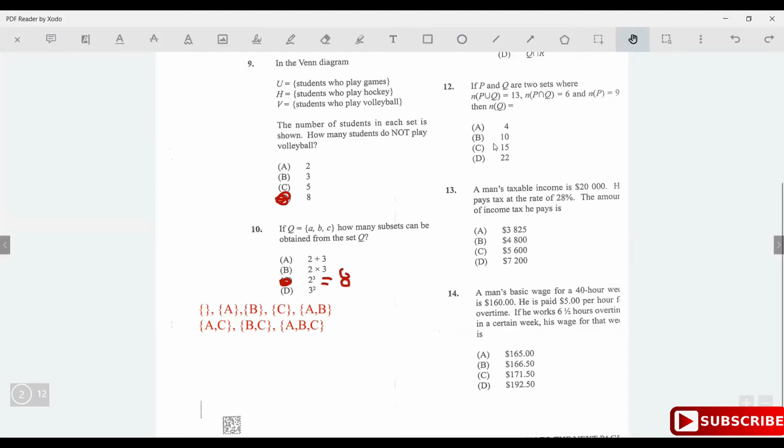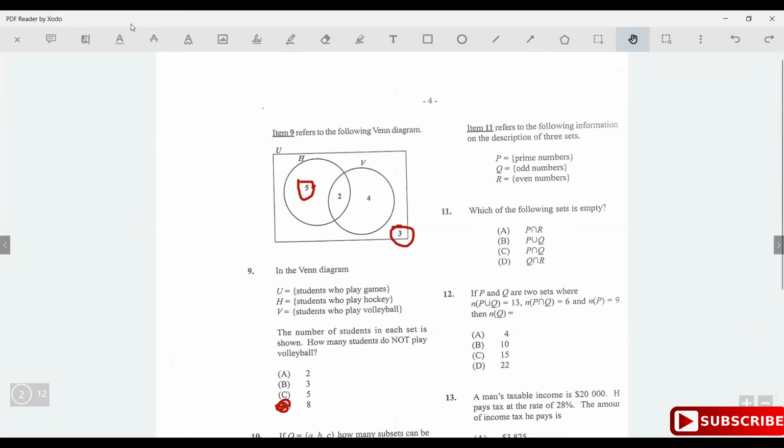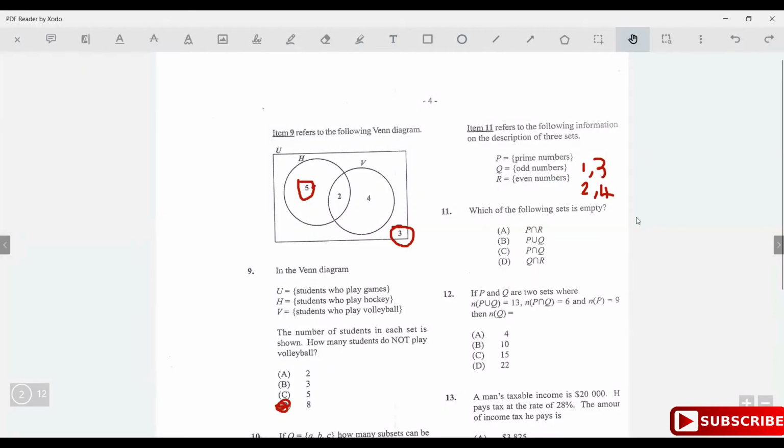All right, item 11 refers to this information about 3 sets. It says P is for prime numbers, Q is for odd numbers, R is for even numbers. First thing, odd numbers are like 1, 3, 5. Even numbers are like 2, 4, 6. Odd numbers and even numbers don't go together. All right, and it says, which of the following sets is empty? Well, as we said, odd numbers and even numbers can't mix. So Q intersect R will be empty.